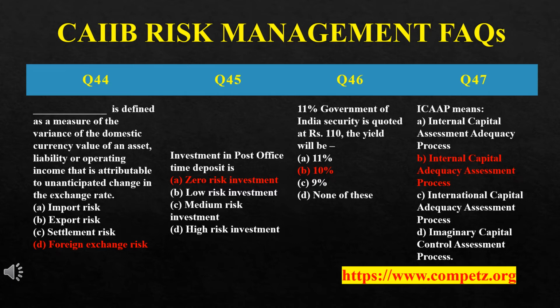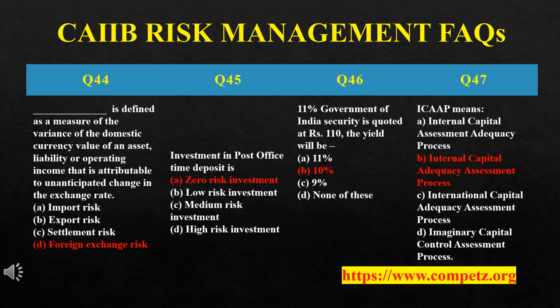So why foreign exchange? Because it's about domestic currency value of an asset, liability, operating income that is attributable to unanticipated, which is not anticipated or forecasted, change in exchange rate. Exchange rate itself means foreign exchange risk. Thus the answer will be foreign exchange risk. But why this risk? Because the movement in the exchange rates between two currencies may adversely impact the status of it.